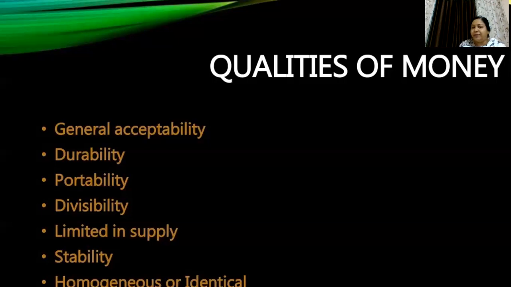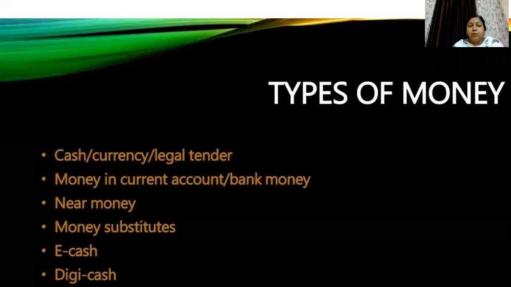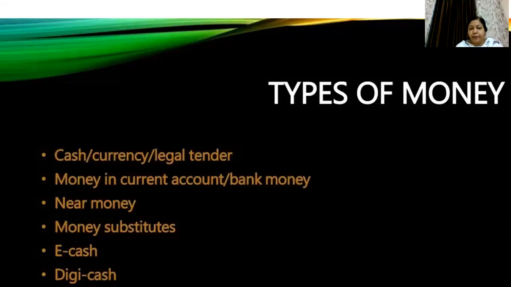So you can say it is identical. So now we are discussing the types of money. First is cash, currency, and legal tender. Legal tender money is that money which is backed by law and issued by the monetary authorities.